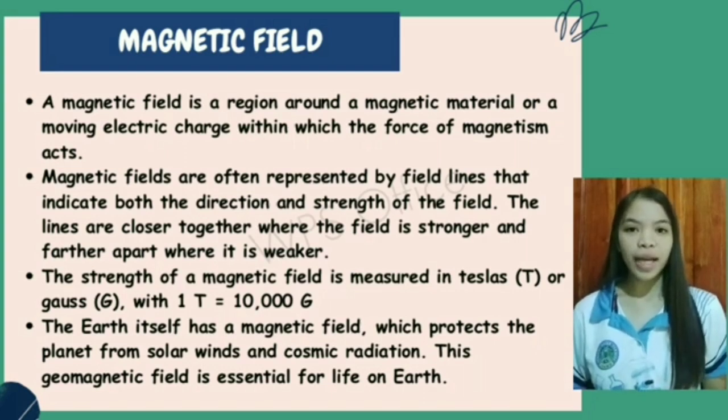The strength of a magnetic field is measured in teslas or Gauss, with 1 Tesla equal to 10,000 Gauss. The Earth itself has a magnetic field, which protects the planet from solar winds and cosmic radiation. This geomagnetic field is essential for life on Earth.